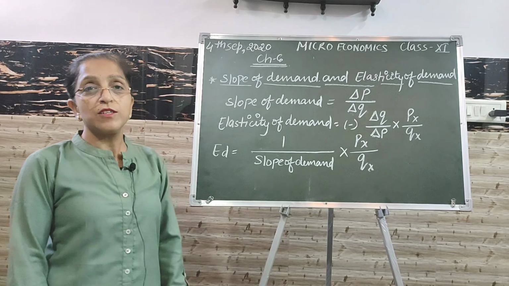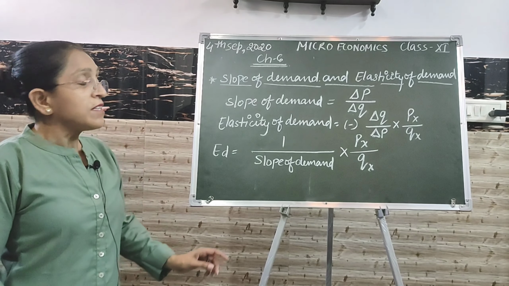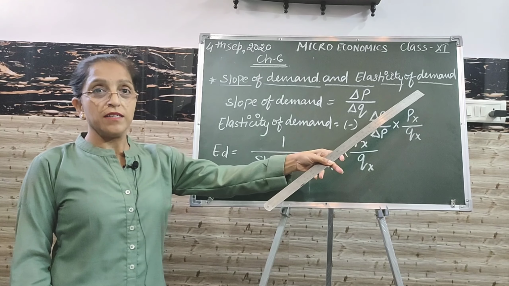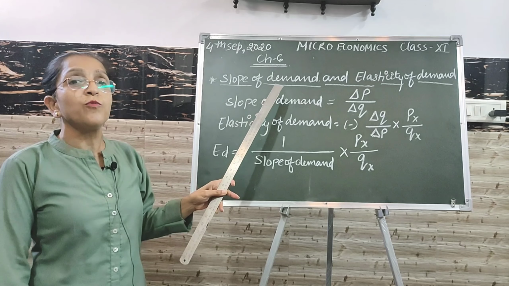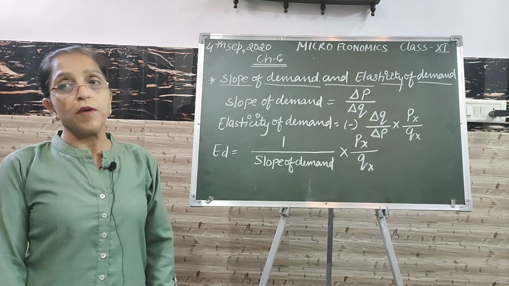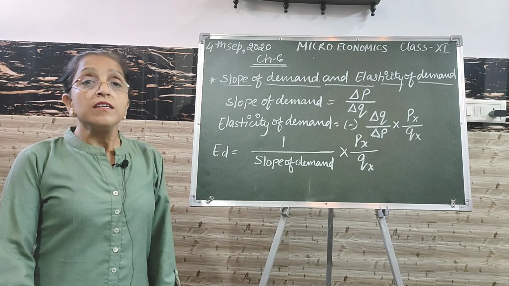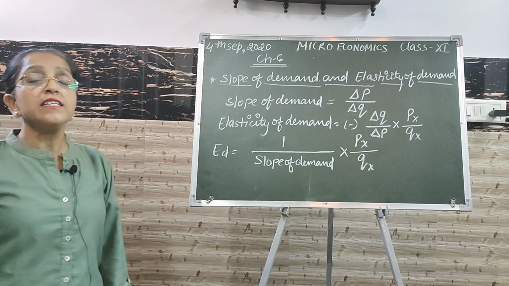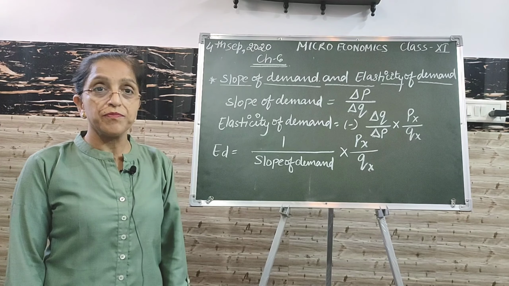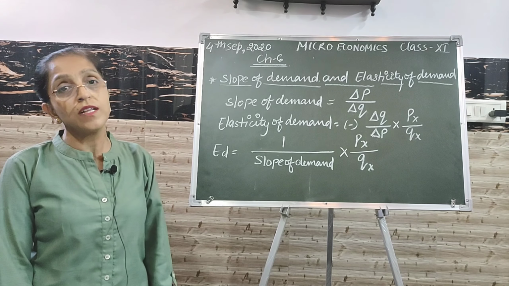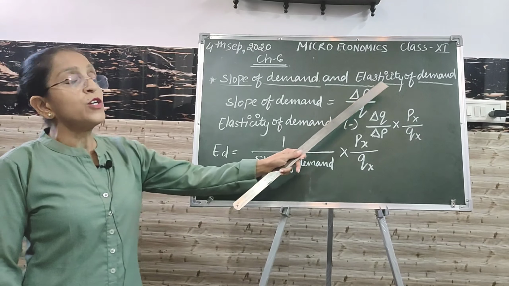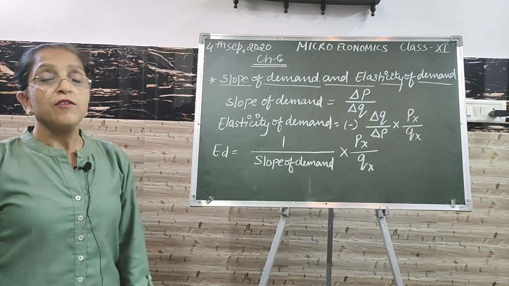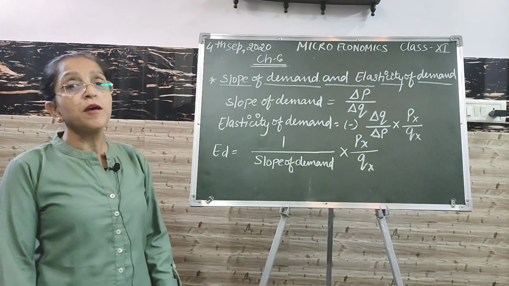Of studying the elasticity of demand. Today we will study the relationship between slope of demand and elasticity of demand. So first we will come to know what the slope of demand is. The slope of demand shows the absolute change in quantity demanded with respect to absolute change in the price of own commodity. It shows only the absolute or total changes, whereas elasticity of demand shows the percentage change in quantity demanded with respect to percentage change in its price.